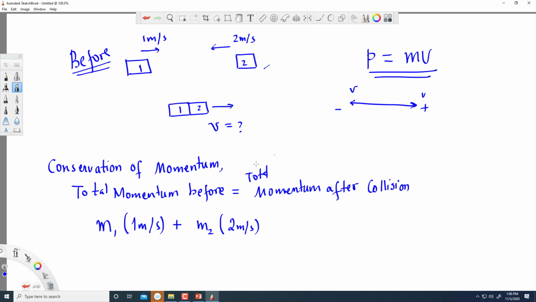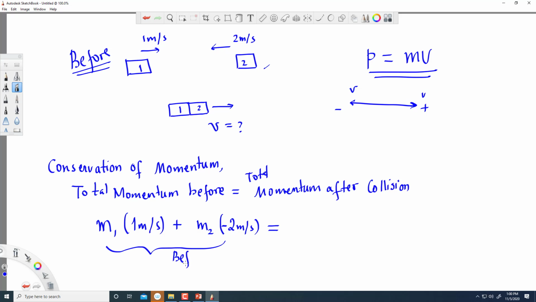So this is very important when we do this kind of problem. In this case, the object is moving to the left, that means this velocity would be negative. We need to put a minus sign there. Okay, so this is before collision.